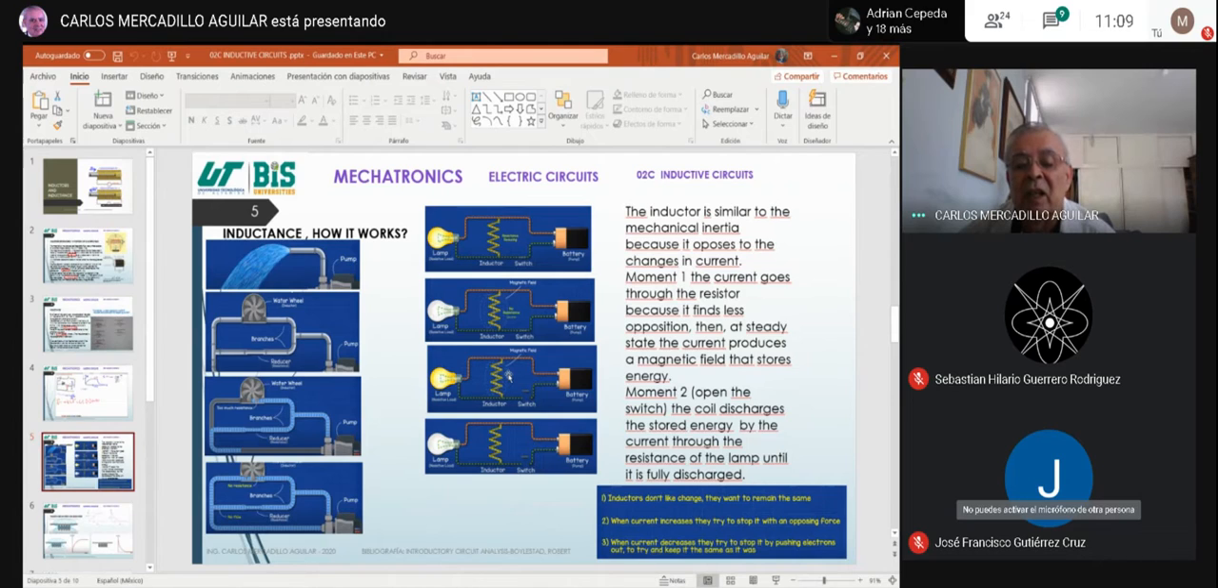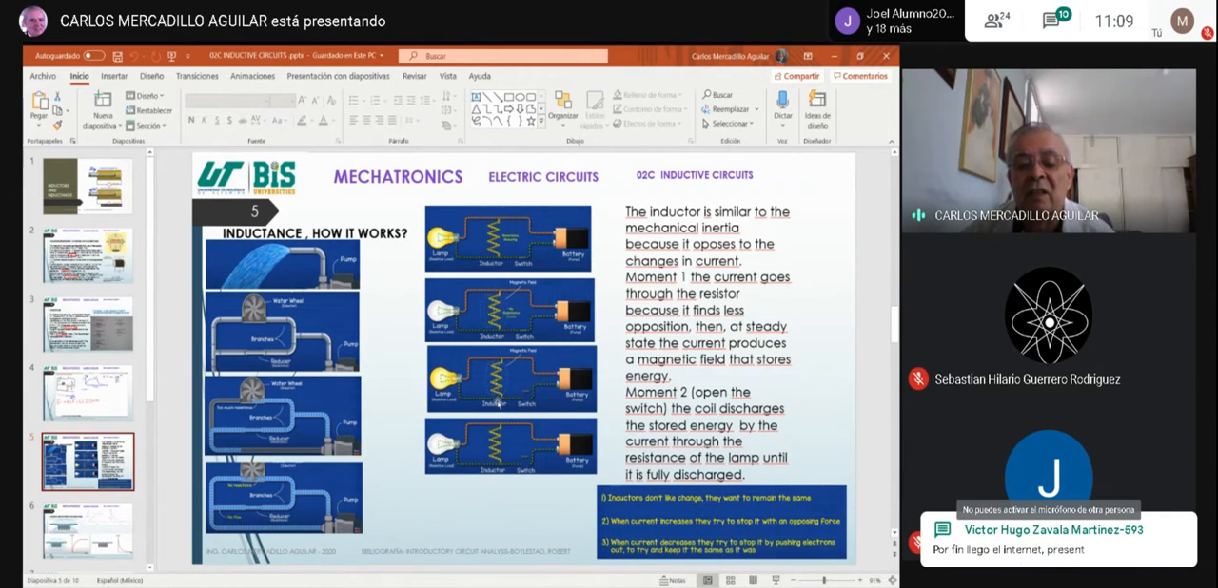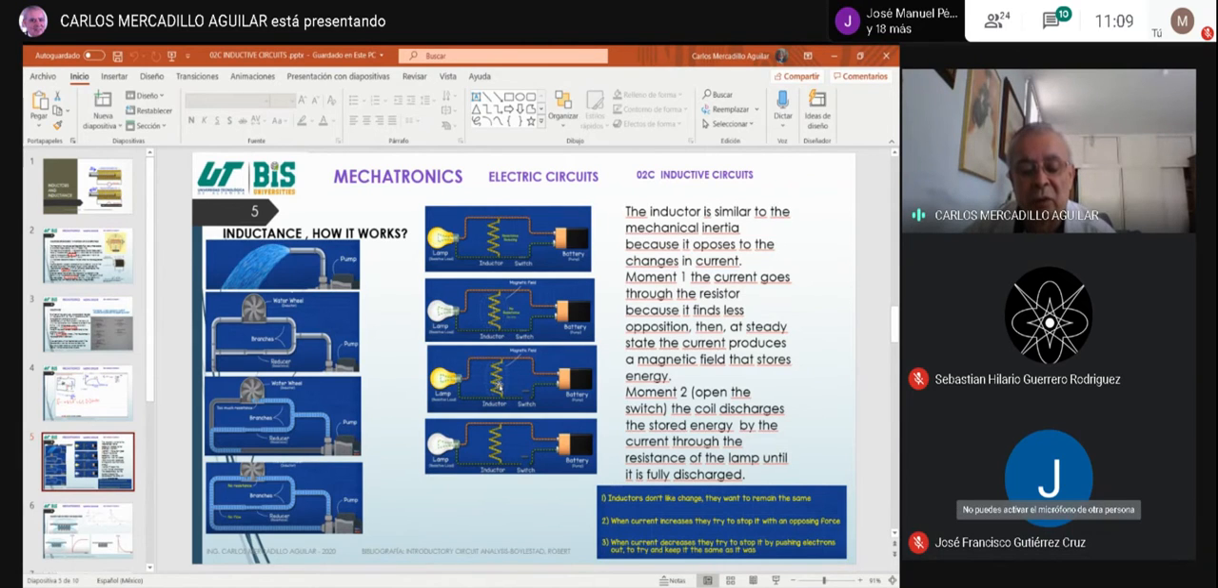But immediately the current starts to diminish, so the lamp intensity will be lowering little by little until it finishes completely. Then in that case, we can say that the inductor has discharged or has liberated its energy. So it stores energy and releases the energy, and that's the function of the inductor.